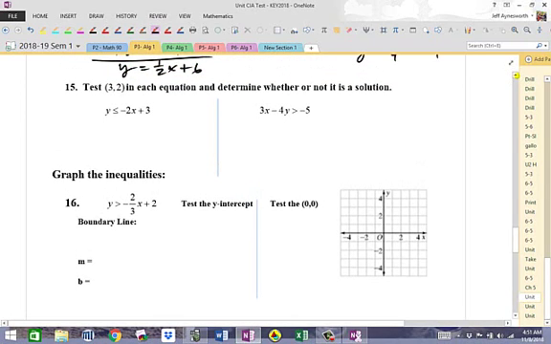Okay, a little bit of testing. Okay, so let's substitute in 2. Is that less than or equal to negative 2 times 3 plus 3? So is 2 less than or equal to negative 6 plus 3? I don't know. Let's evaluate. So negative 6 plus 3 is negative 3. Positive cannot be less than or equal to a negative, so that's false. So that tells me that 3, 2 is not a solution.